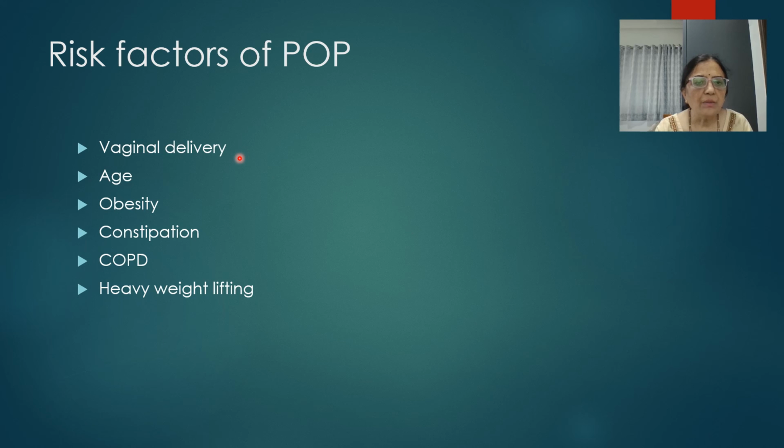Risk factors are pregnancy and vaginal delivery, and advancing age, which is associated with estrogen deficiency and atrophy of all the pelvic supports, such as levator ani muscle atrophy, as well as atrophy of the ligaments. Obesity is a risk factor. Constipation, COPD, whatever increases intra-abdominal pressure is a predisposing factor or risk factor for the development of prolapse, and heavy weightlifting.